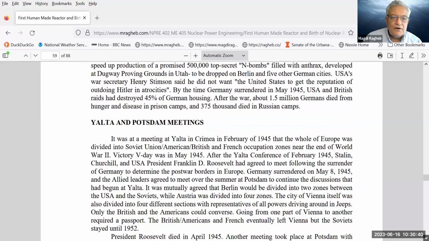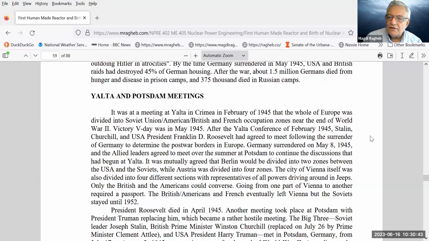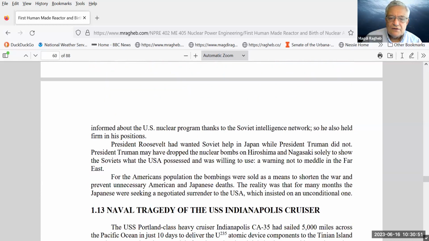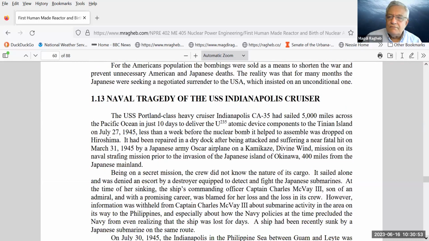That was followed by a meeting of the Allies in Yalta and Potsdam, that is history that you may like to read about. And basically, they divided the spoils of the war among the winners in that case.